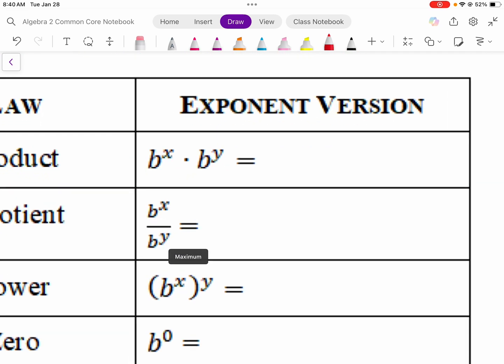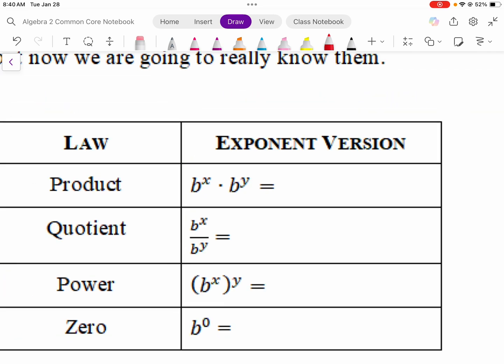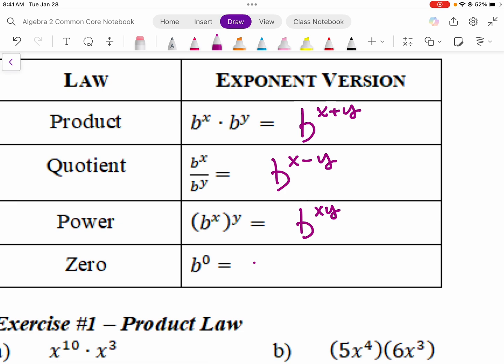So we already know all of these rules. When we multiply with the same base, what do we do with the exponents? And you say, oh, we add them. So b to the x plus y. When we divide with the same base, what do we do? Right, we subtract them, b to the x minus y. When we raise a power to a power, what do we do with the exponents? Right, multiply them. And anything to the 0 power is, of course, 1. So that's all we're doing today.